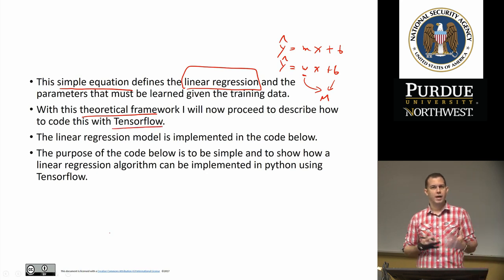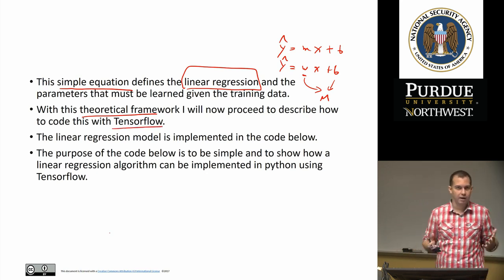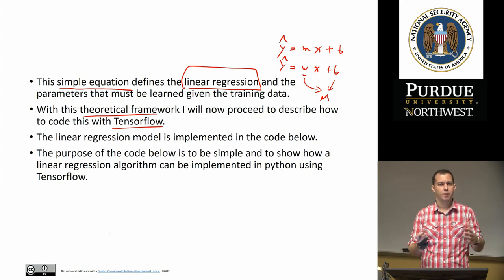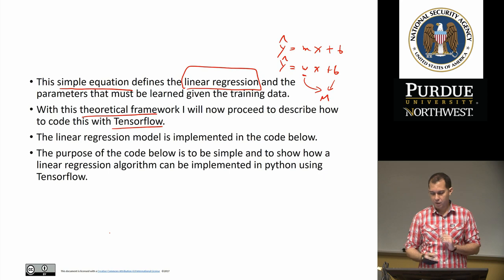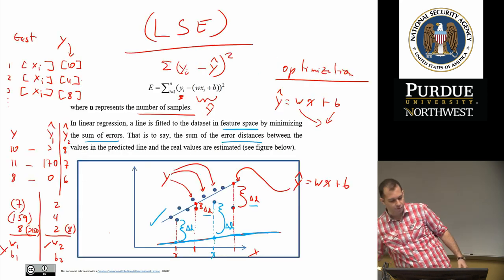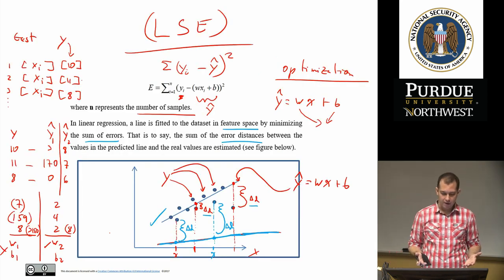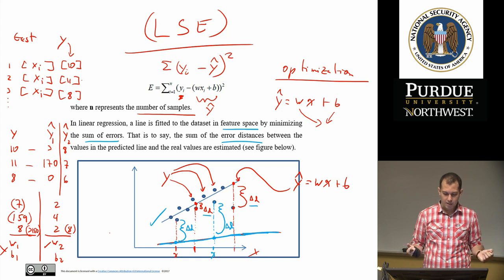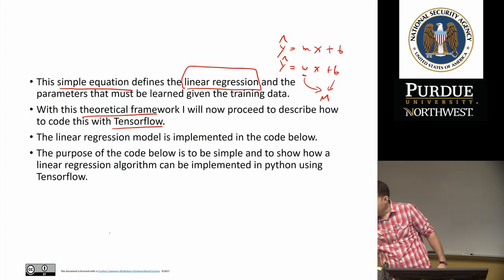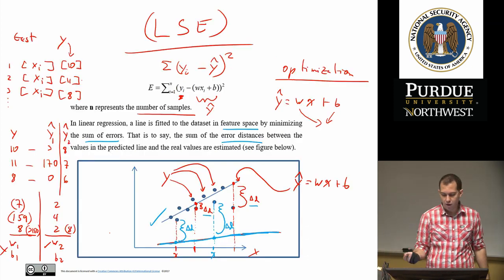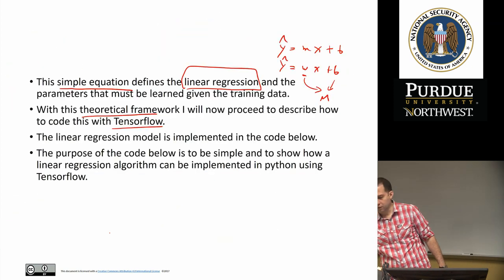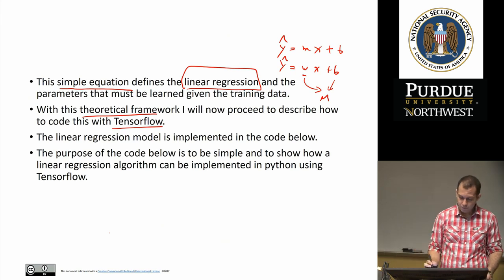So hopefully now we have an intuition of how we have some data. We've defined some equation that we're going to build. The equation, as you can see, defines a simple line in a vector space. Given that knowledge and the fact that we know that we're going to use least squares error, we can proceed to build a model in TensorFlow. So the linear regression model will be shown in the code below.